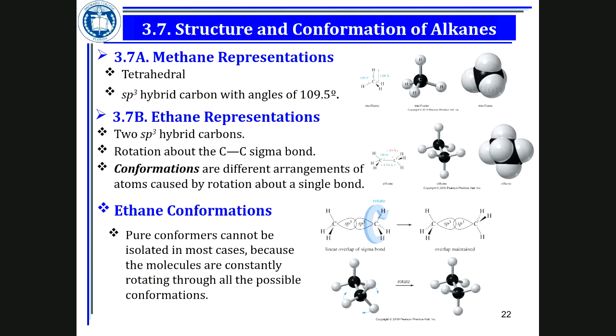The structures and the conformation of the alkane. Alkanes, the structural formula, if I use the model here, for the atom of the carbon has 4 bonds, and those 4 bonds go to 4 hydrogen. So this would be the 3D structure for the molecule of methane. 1 carbon and 4 hydrogens.